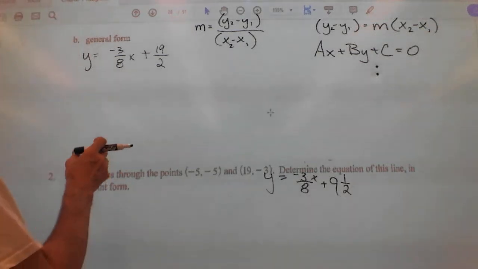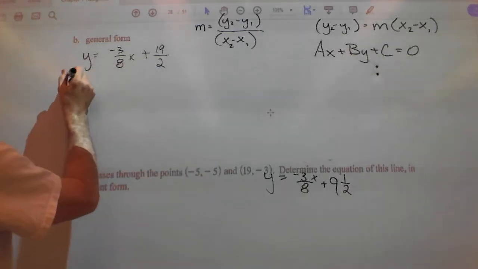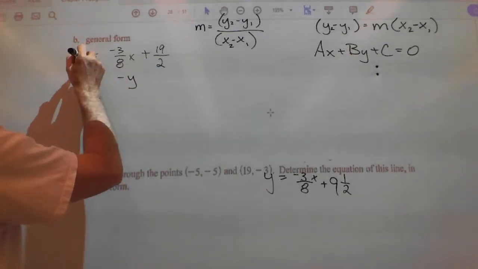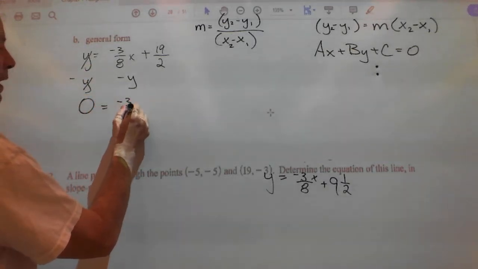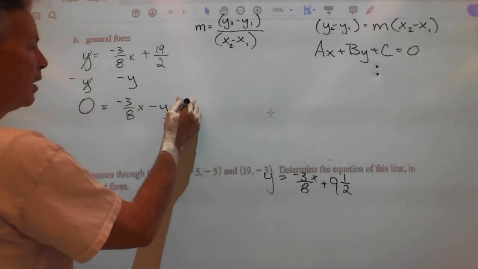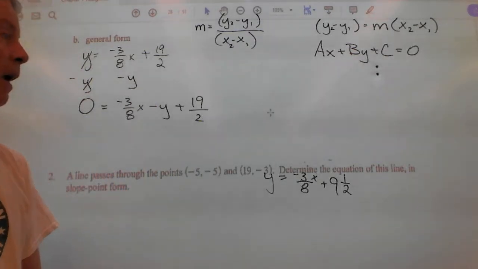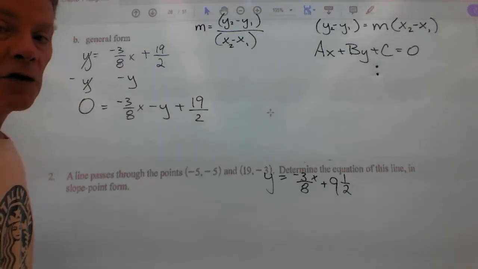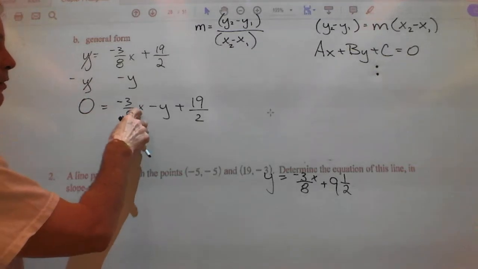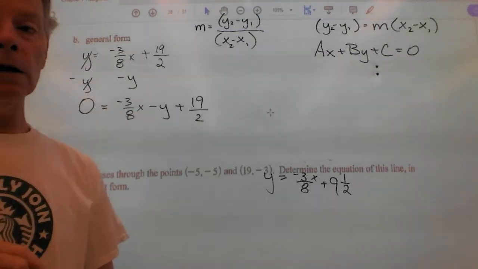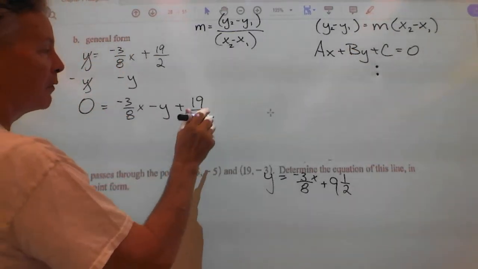Okay? So, as we said before, the first step in putting something in general form is to move everything to one side. So we're going to subtract y from both sides. That will remove it from the left side, leaving us with 0, and leave us with negative 3/8 x minus y plus 19 over 2. Okay? Now we check to make sure that there are no fractions. Well, there are fractions here. And we also check to make sure the number attached to x is not negative. Again, it is negative. So, we have to get rid of the negative. We also have to get rid of the fractions.